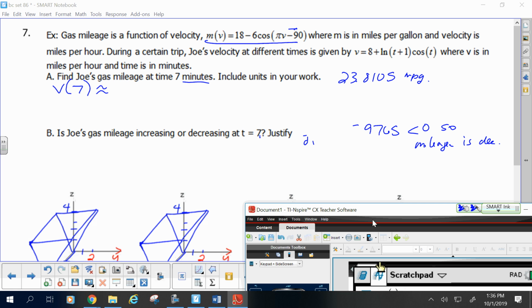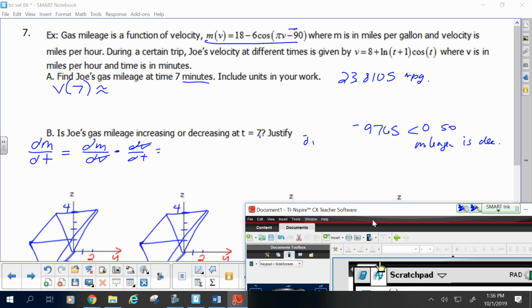So, there are 2 ways to go about B, all right? One is in a very classic chain rule-y kind of way, which is to say I could find how mileage is changing with time. That is the question. How is gas mileage changing with time? By first saying, how does mileage change with velocity? And then, how does velocity change with time? That is what the chain rule comes from.